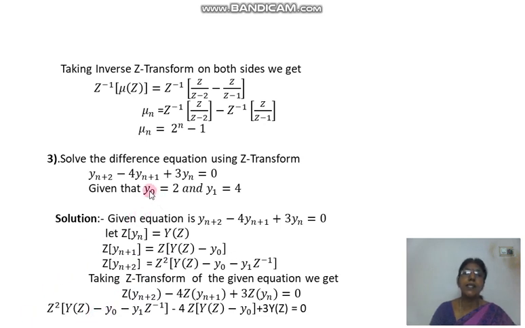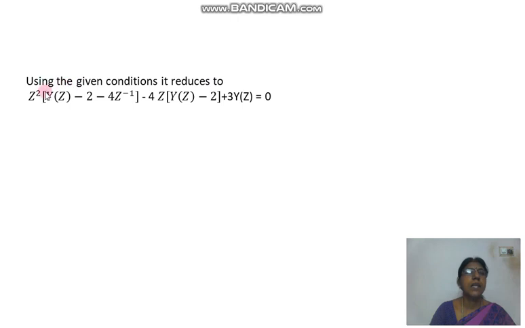What are the given conditions? y_0 is equal to 2. Substitute here, y_0 is equal to 2, and another y_0 is 2 here. And next, y_1 is equal to 4. Here y_1 is there, substitute y_1 as 4. In the next step, only one y_1 is there. So substitute y_1 is 4, y_0 is equal to 2. Then we get z square into Y of z minus 2 minus 4 z inverse, minus 4 into z into Y of z minus 2, plus 3 Y of z is equal to 0.